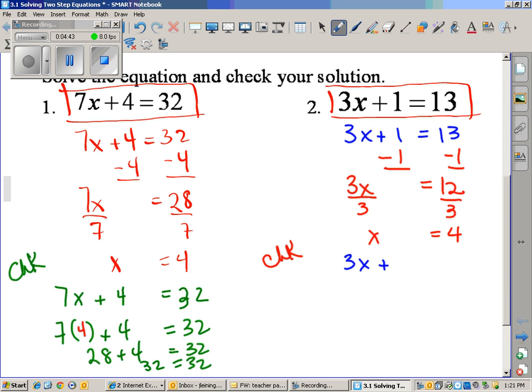3 times x plus 1 equals 13. Let's plug in and see what we get. When we plug in 4, what do we get? We get 12 plus 1 on this side. And yep, my check is great. So I think you might have the idea on these two.